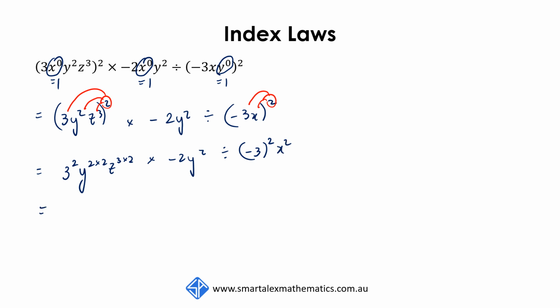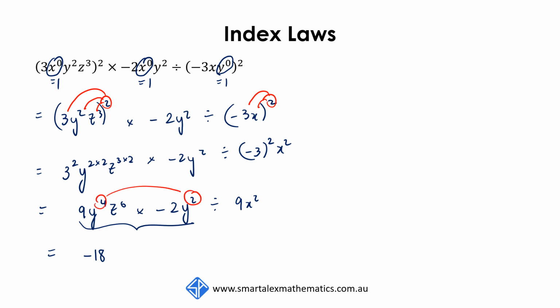Let's tidy this up a little bit. 3 squared, we're going to get 9y to the 4 z to the 6 multiply to negative 2y squared, and we're dividing by 9 x squared. The first two terms will become negative 18. We're multiplying the 9 and the negative 2 together. Y to the 4 times y squared, we're going to add the indices together. And that's going to give us y to the power of 6 and z to the power of 6 stays the same. Dividing by 9x squared still.